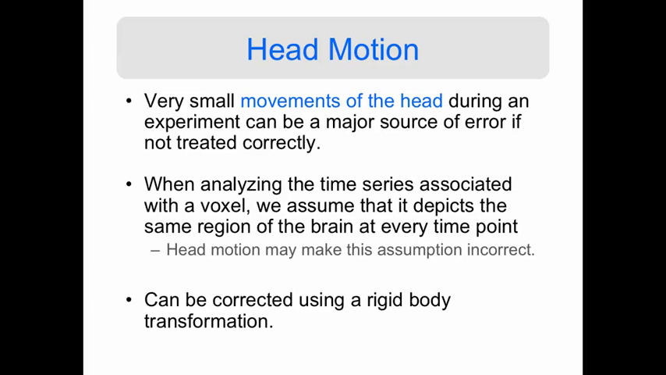Now, if a person is moving back and forth during the scans, between scans, then when analyzing a single voxel, that voxel is going to shift back and forth. So across time, we might be looking at different voxels as we progress because of movement. This is a very serious problem because then we don't really know what we're analyzing, but head motion can usually be corrected using what's called a rigid body transformation.